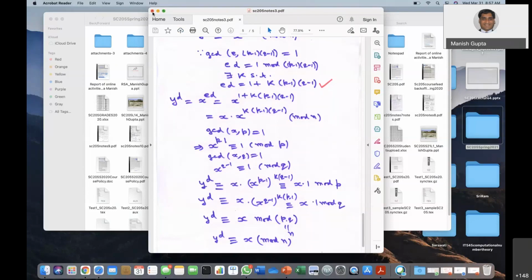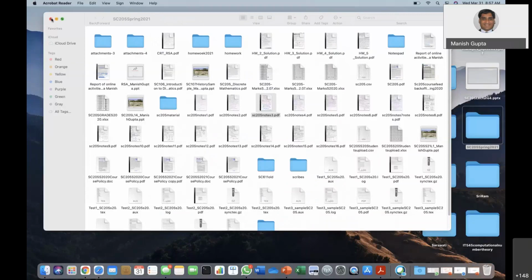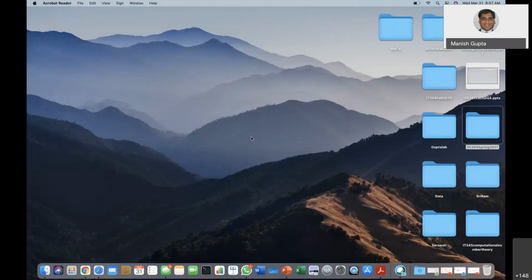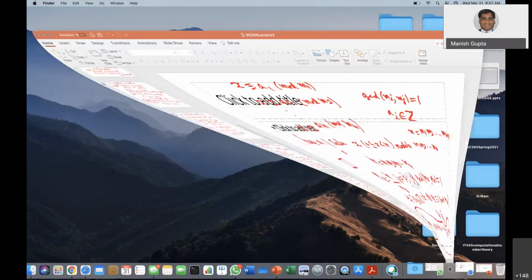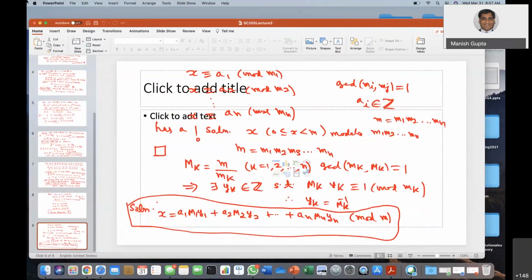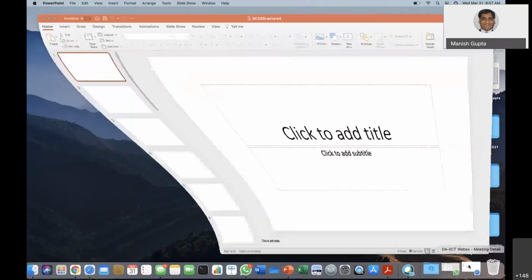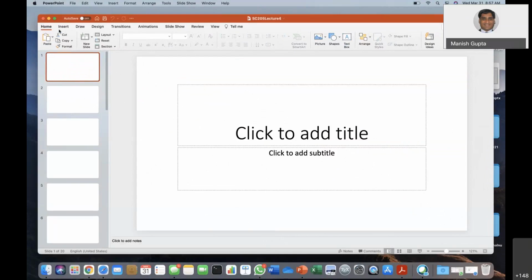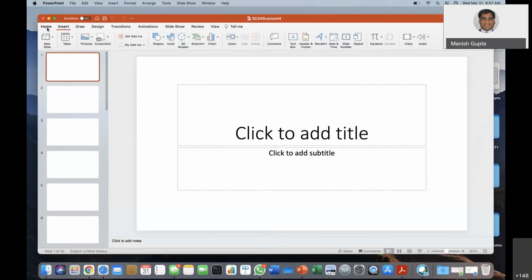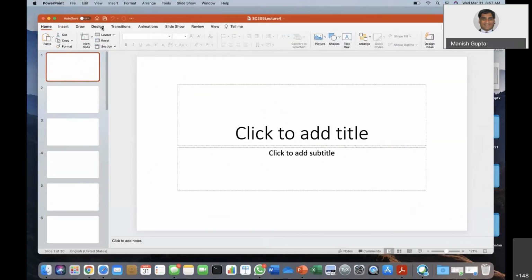Okay, so now I think that's all for RSA crypto system. Now I am going to talk about a new topic known as logic. Any idea what is logic? Where we use logic?